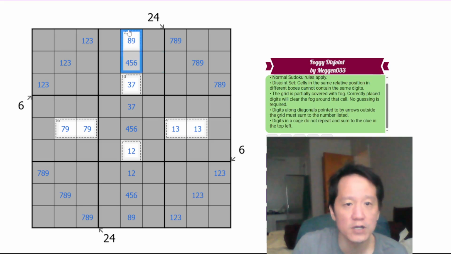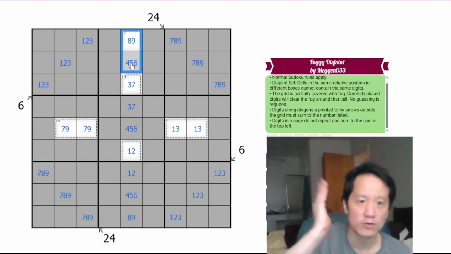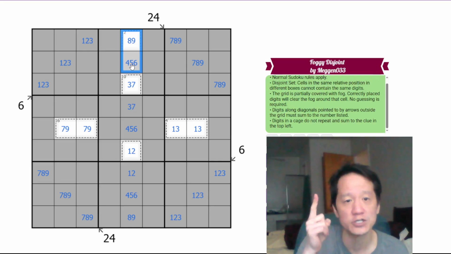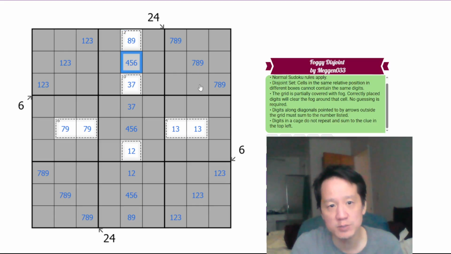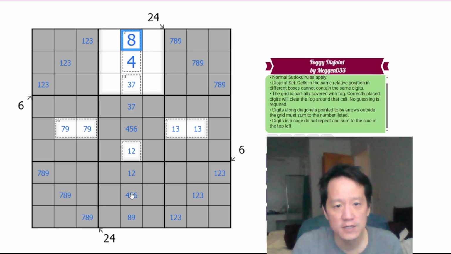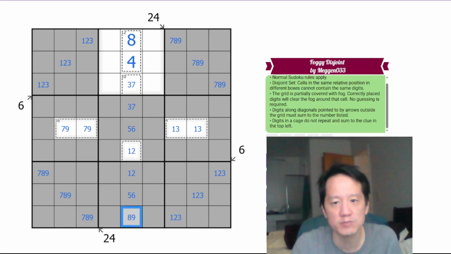Well, similarly here, what combination of digits here adds up to 12 or less? There's only one combination of digits which add up to 12 or less, and that's 4 and 8. So this must be 4, which makes this an 8. This can no longer be 4. This can no longer be 4. This can't be 8. This must be a 9.